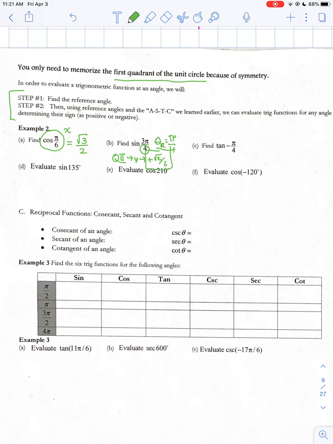Now, if you memorize the whole unit circle, some students will sketch out the whole unit circle with all the angle measures in degrees and radians before a test and then just pull the x and y values accordingly.